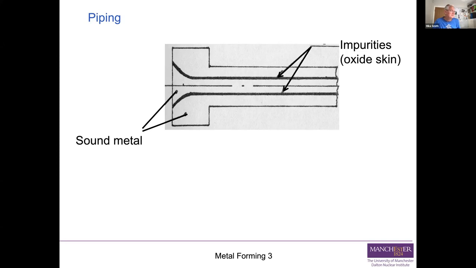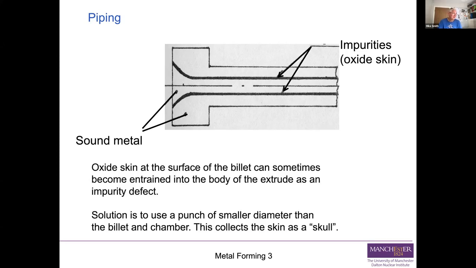But we've got impurities, oxide skin impurities that have somehow got entrained into the extrude, and that's called piping. So basically, if you're doing hot extrusion particularly, or if you're extruding material that has got corrosion on the surface for whatever reason, maybe it's the sort of steel that corrodes really easily, maybe you've left it out in the rain too long before you try to extrude it, maybe you were supposed to clean it up, but you didn't. If you've got an oxide skin at the surface, sometimes, depending upon the flow characteristics of the billet, you can end up entraining that oxide into the body of the extrude, which we call a piping defect. It's an impurity in there. You've got oxide stringers inside your extrude, which you don't really want.